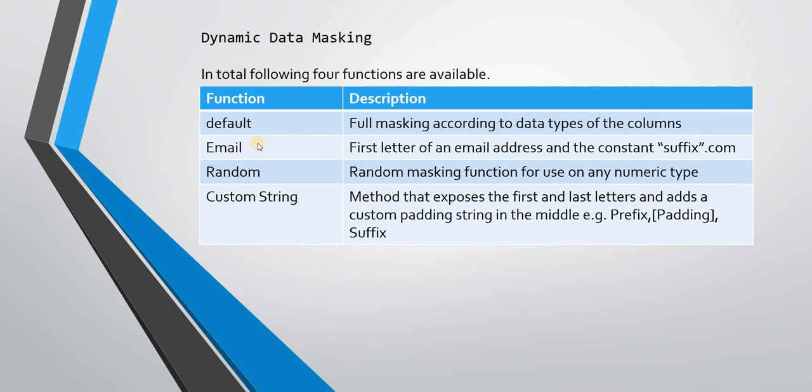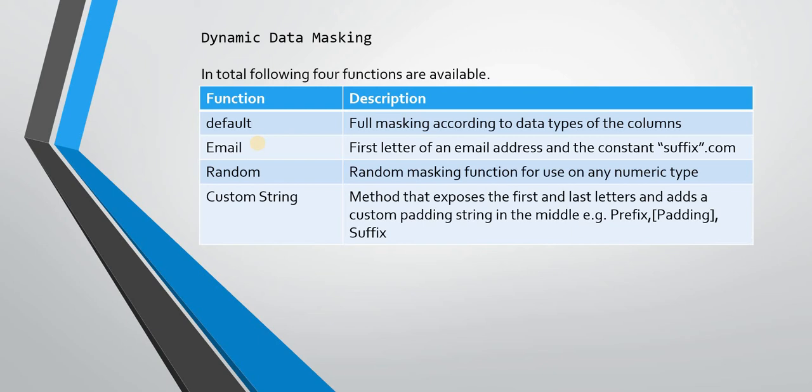Next, dynamic data masking basically contains four functions: default, email, random, and custom string. Default is full masking according to the data types of the column. So if you go by default, then it would do full masking as per the data types of the columns, whether it is varchar, numeric, decimal, and so on.